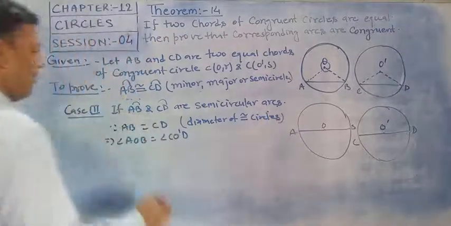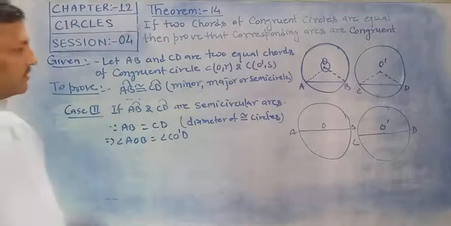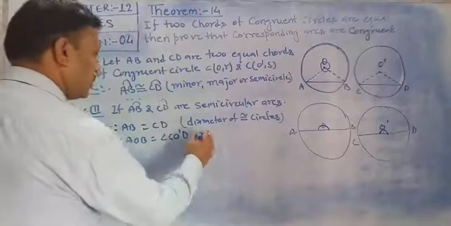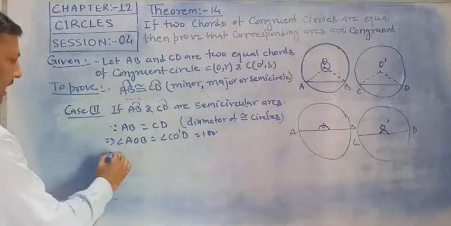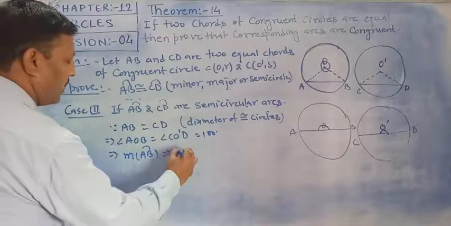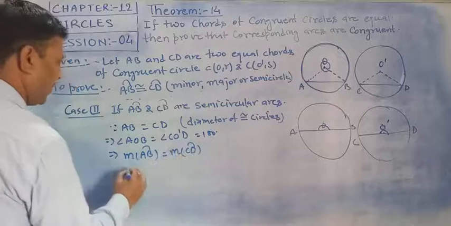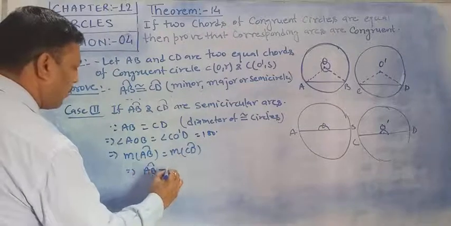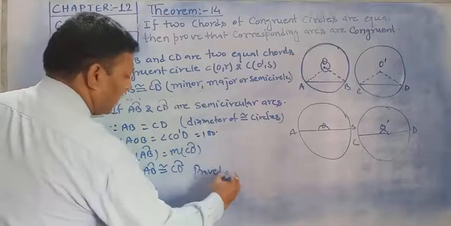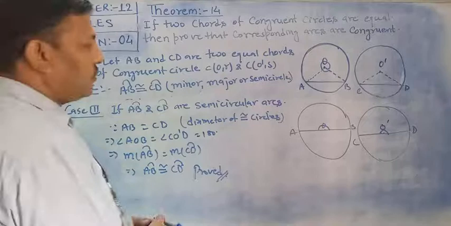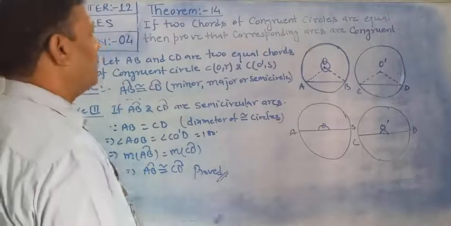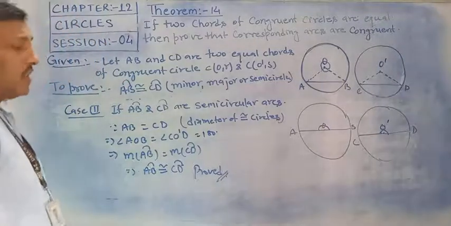So we can write this angle AOB equal to 180 degrees, and this is also equal to 180 degrees. This implies that the degree measure of semicircular arc AB equal to the degree measure of semicircular arc CD. This implies that arc AB is congruent to arc CD. So that's proved in all three cases. If this arc may be either minor, major or semicircular, we know that if the two chords of the congruent circles are equal, then their corresponding arcs are congruent.